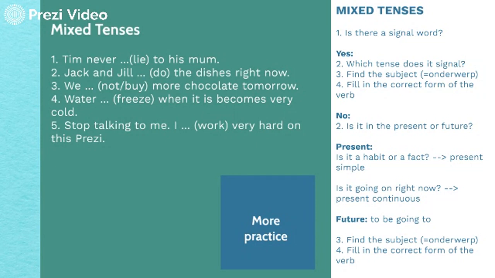Number 3, we not buy more chocolate tomorrow. Is there a signal word? Yes, there is. Tomorrow. Which tense? The going to future. The subject of our sentence is we. And then we have to fill in the correct form. You can see that it says not buy, so we have to make a negation here. So it becomes we are not going to buy. We're not going to buy more chocolate tomorrow.